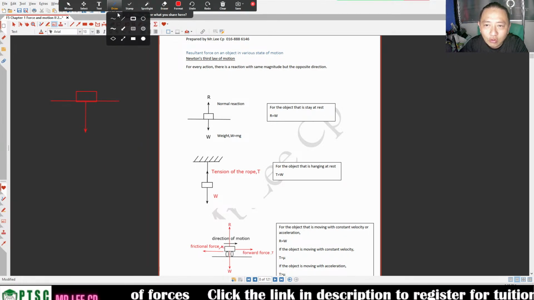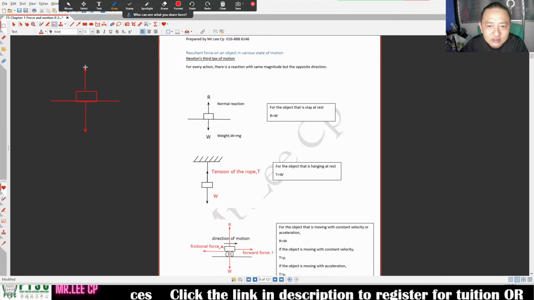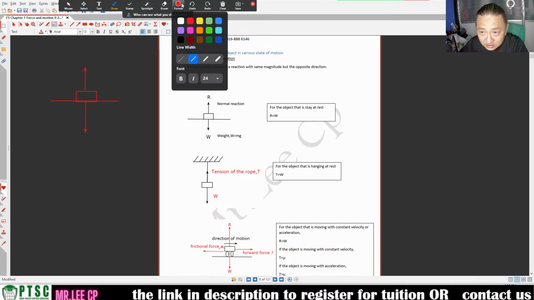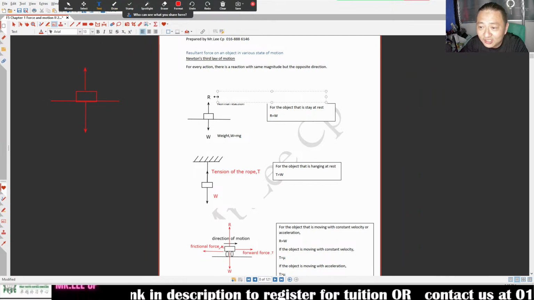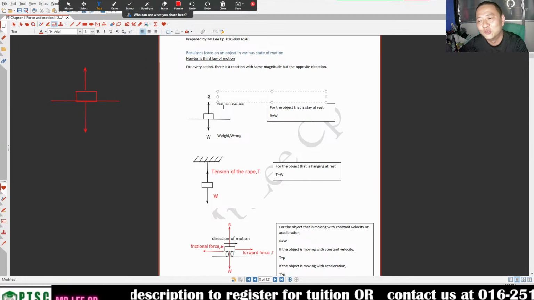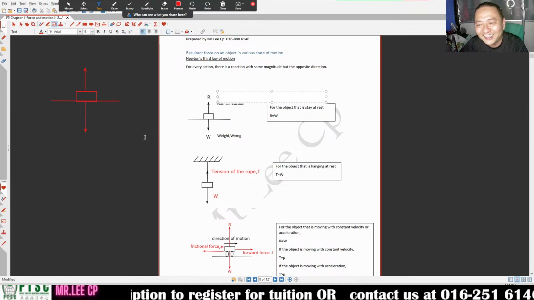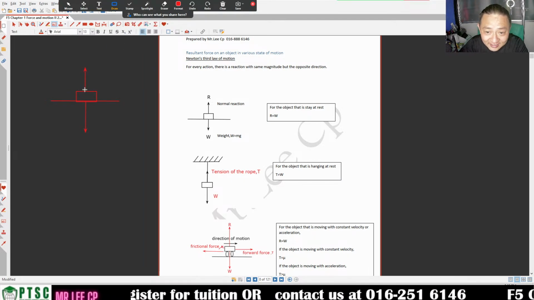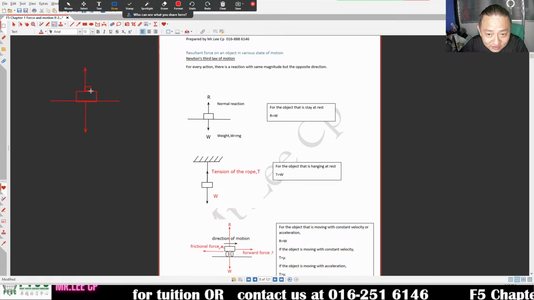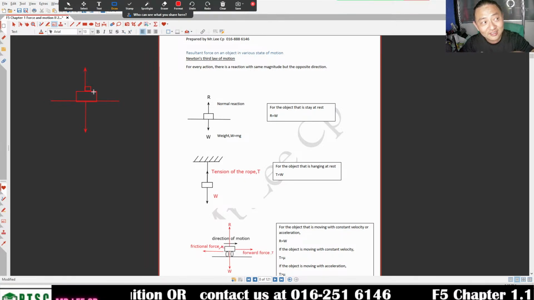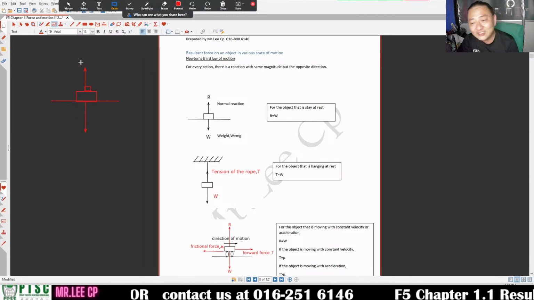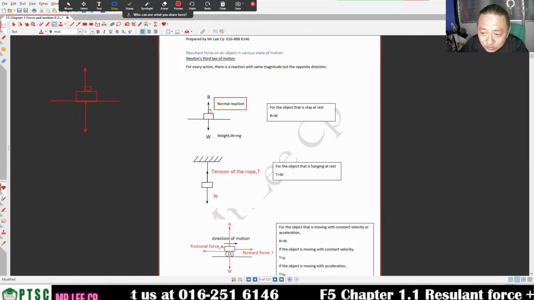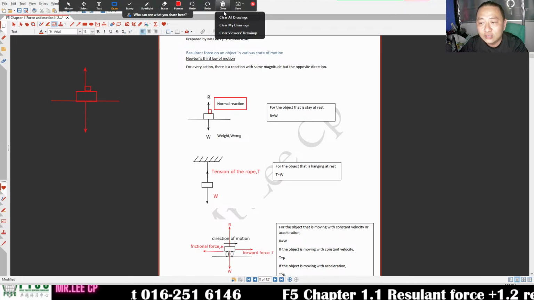Without this, the thing should be dropping. Why is it not dropping? Because there is one force going upward. This force is called normal. Why is it called normal? Because it is 90 degrees. This one is always 90 degrees. Normal is the opposite of tangent. Tangent and normal. So this is called normal because it is always 90 degrees.